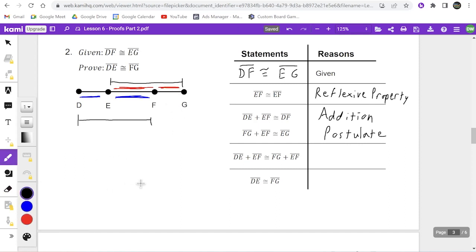And maybe now you can see it in the picture. Maybe you don't know how to explain it in geometry proofs. But you look in the picture, if you subtract EF from both sides, you've pretty much got it. You've got DE equals FG. But before we can say subtract EF, you first need to say DE plus EF equals FG plus EF. What is the reason for that? Anyone know?